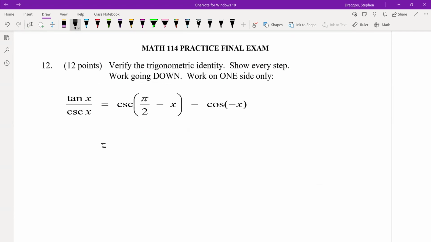So cosecant of pi/2 minus x, that calls for a cofunction identity. And the cofunction to cosecant is secant. Secant and cosecant are cofunctions. So that's the first one dealt with. Then cosine of negative x. Cosine is an even function. So that'll be just cosine of positive x. Cosine of negative x, cosine of positive x are the same. So secant x minus cosine x.